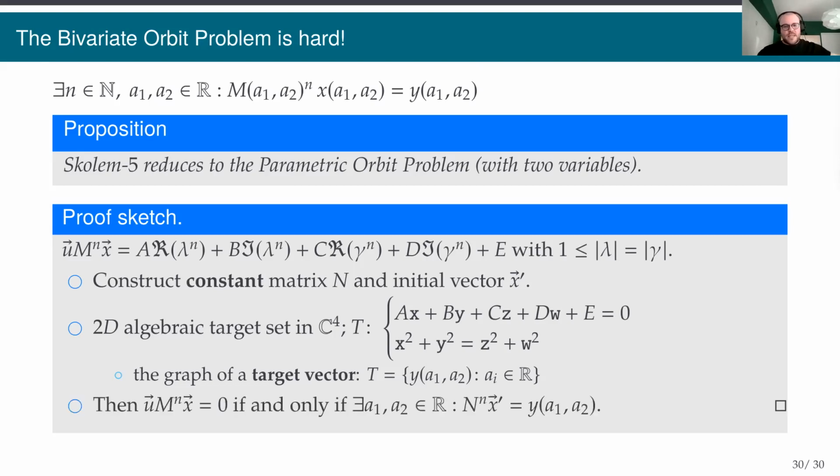For the parametric case, we can show that this 2D semi-algebraic target, you can parameterize it using two variables, and you have algebraic functions. I'm going to be waving hands there. But in the end, you reach this 2D, or bivariate, target set if and only if you have a zero of your instance of the Skolem problem, and that gives the hardness.